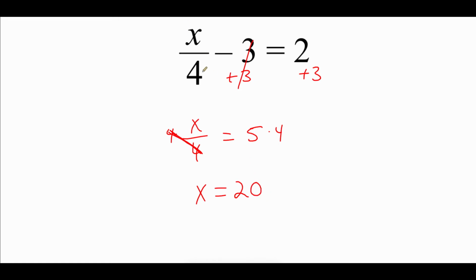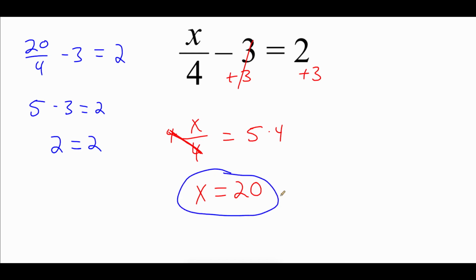Now remember, we do want to check our answer, so we're going to take that 20 and plug it back in for our x in the original equation to make sure that it works out. So we would have 20 over 4 minus 3, and we're hoping that's going to equal 2. When we take 20 and divide it by 4, we get 5 as an answer. So 5 minus 3 equals 2. We get 2 equals 2, and because we've got a matching set of numbers, that confirms that our x value is 20.